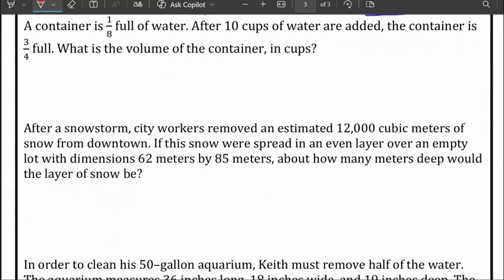A container is 1/8 full of water. After 10 cups of water are added, the container is 3/4 full. What is the volume of the container in cups? So we're going to say that 10 cups is equal to 3/4 minus 1/8 of the container.